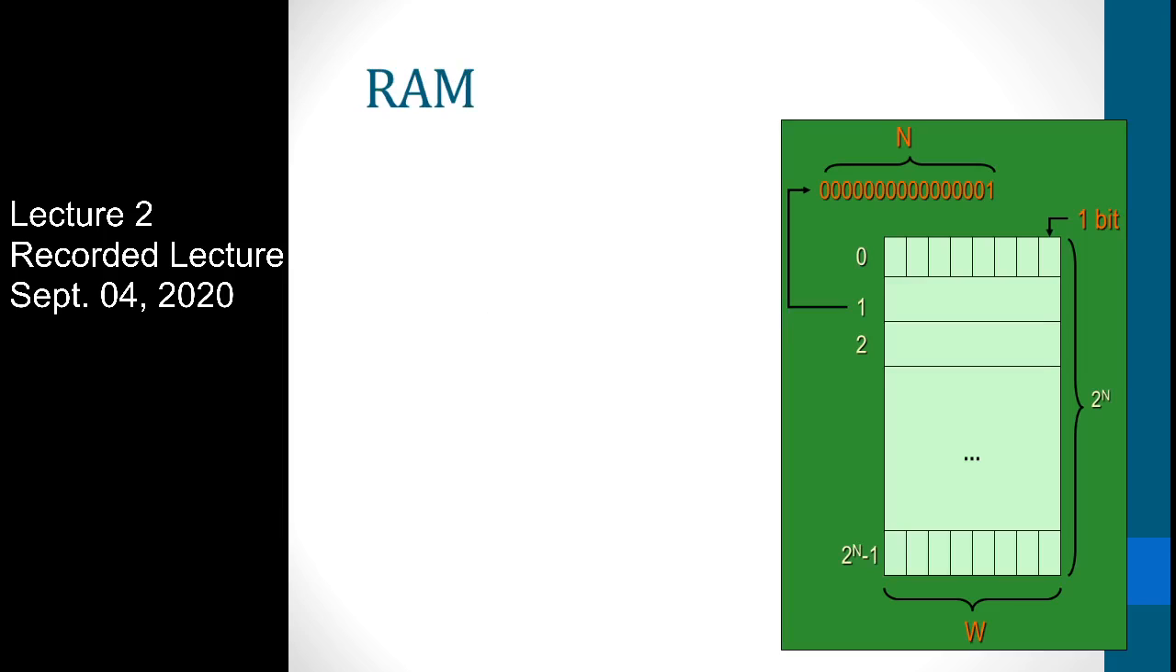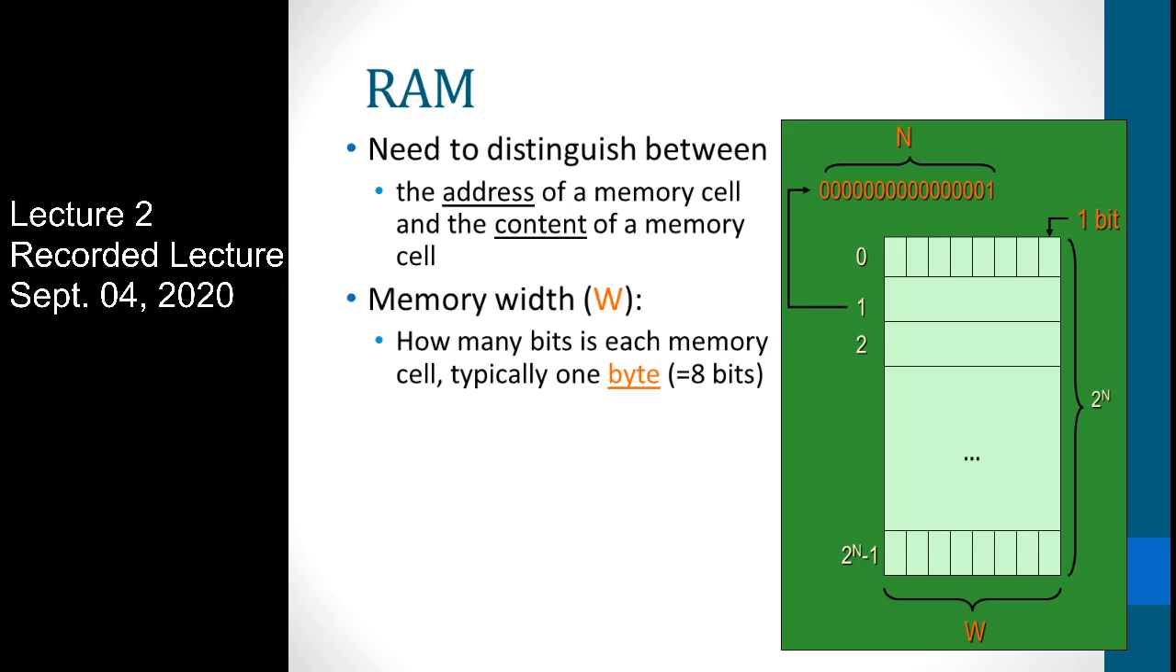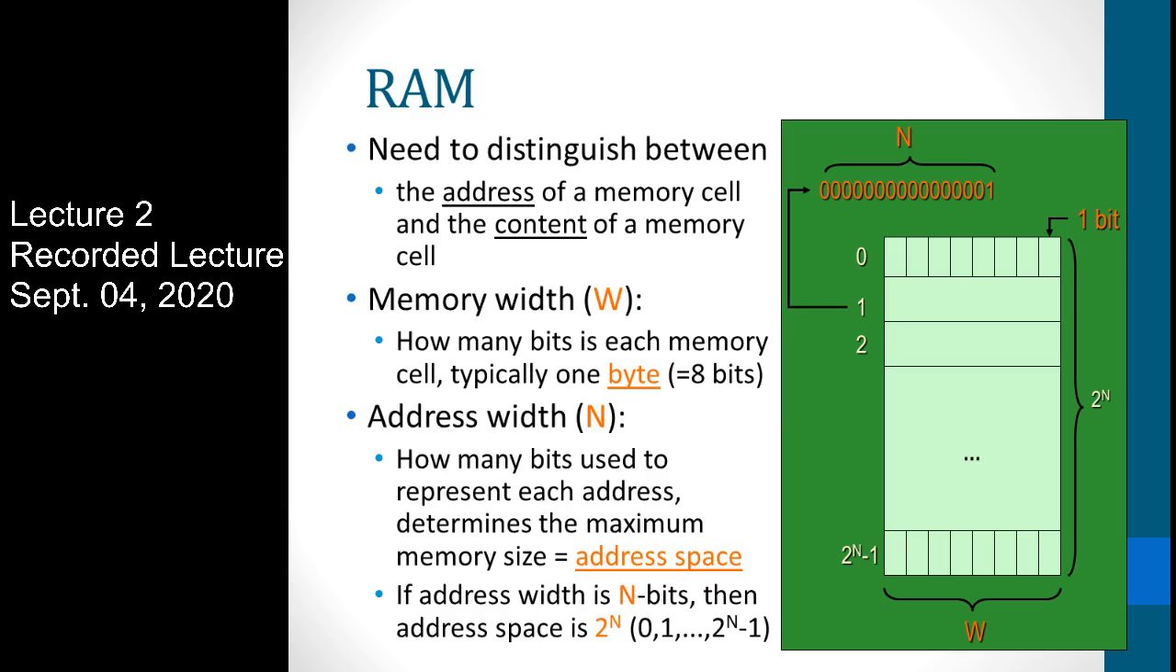Okay. So, this is an example of, tawag dito, RAM address memory cell. Okay. Need to distinguish between the address of memory cell and the content of memory cell. So, ayan. Memory width. How many bits in each memory cell? Typically, 1 byte. Ayan. Or 8 bits. So, sa isang memory cell, di ba, meron tayong 1 byte or equivalent to 8 bits. Ibig sabihin, 1 byte of memory ang pwede mong ilagay dun sa cell ng RAM.